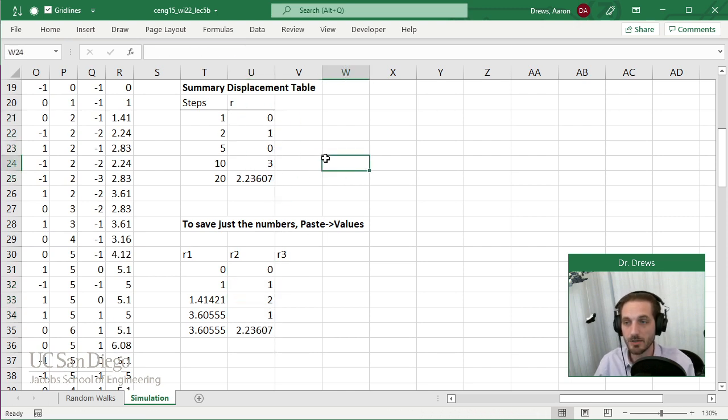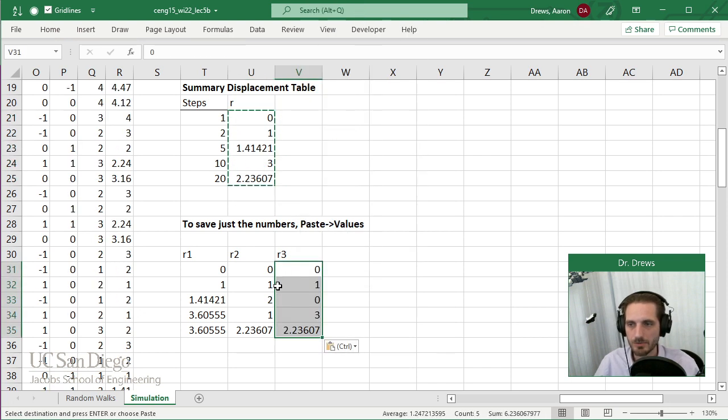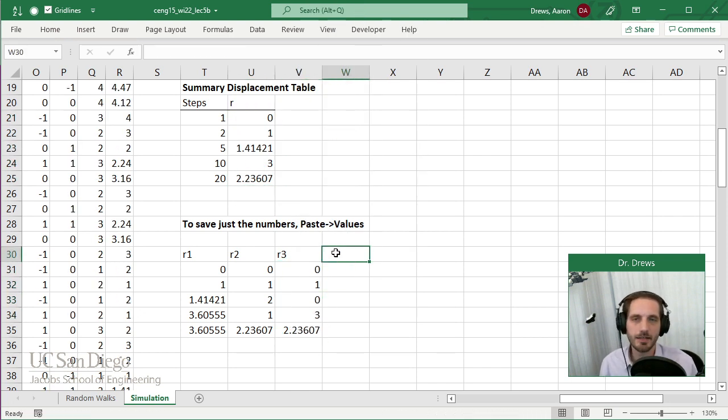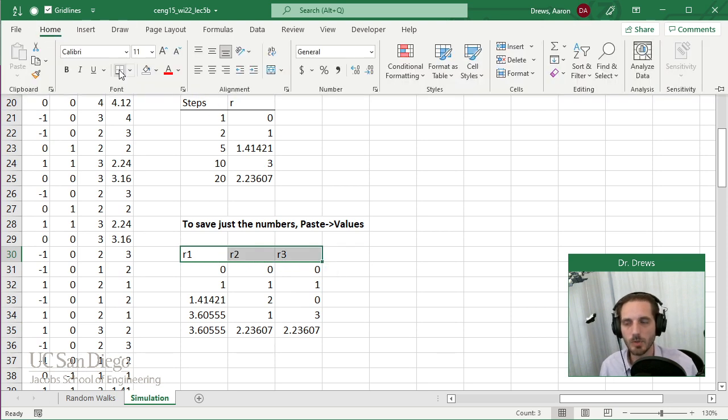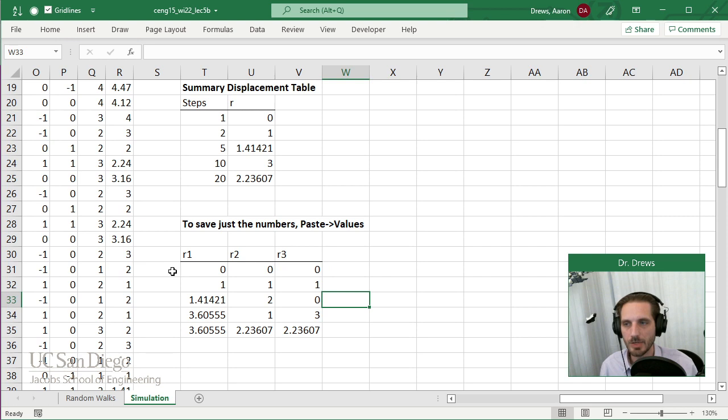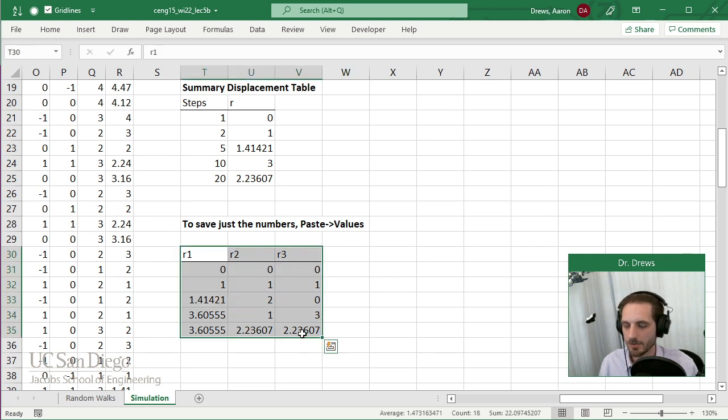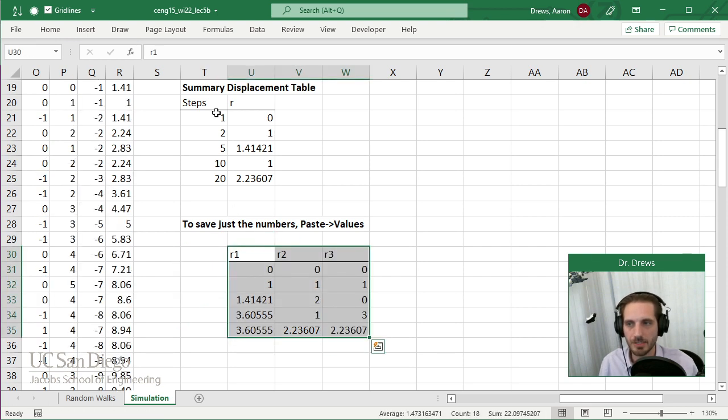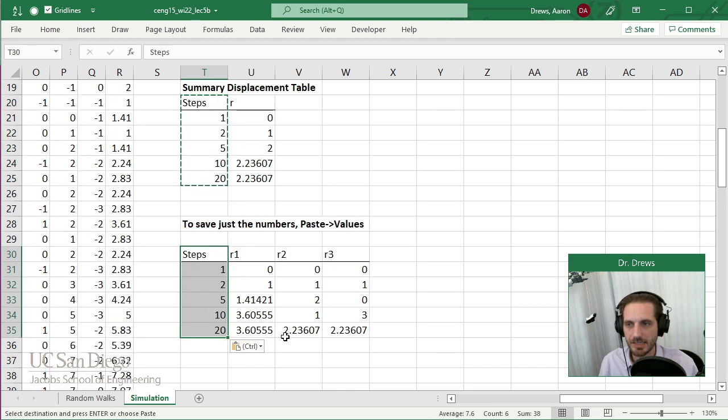Actually, those didn't update. Oh, those did update. We just happened to displace the amount that was equal to the previous one. And now you're generating a table of multiple simulations, right? We've taken multiple random walks here and looked at the displacement after that number of steps, however many steps we had, which in this case was 1, 2, 5, 10, and 20. So this is the table that you'll eventually have to create a plot to learn something about randomness.